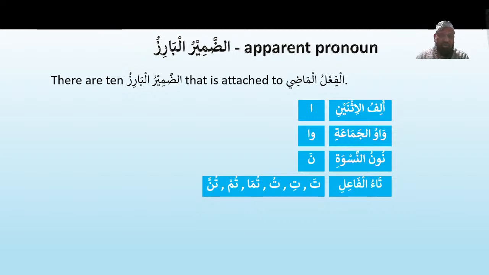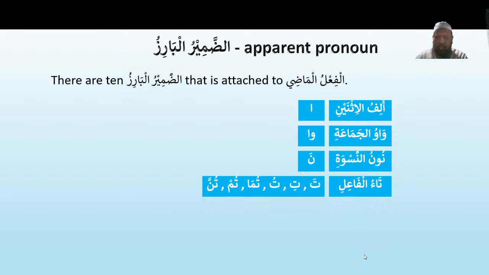So these are called ta'ul fa'ili. So far, how many ad-damir al-bariz do we have? So aliful ithnain, number 1. Wawul jama'ati, number 2. Noonun niswati, number 3. And ta'ul fa'ili, 4, 5, 6, 7, 8, 9. We have 9. 1 alif, واو جماعة 2, نون نسوة 3, تا 4, تا with the كسرة 5, تا with the ضمة 6, أنتما 7, تم 8, تنا 9.